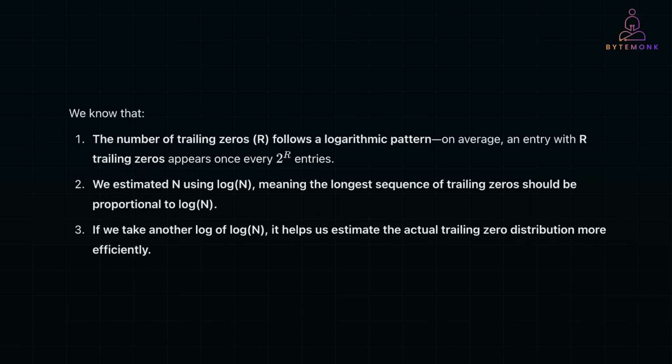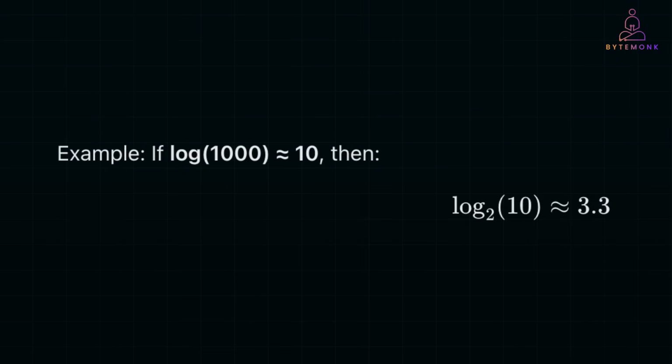Alright, we know that the number of trailing zeros r follows a logarithmic pattern. On average, an entry with r trailing zeros appears once every 2 power r entries. We also estimated n using log of n, meaning the longest sequence of trailing zeros should be proportional to log of n. And if we take another log of n, it helps us estimate the actual trailing zeros distribution more efficiently. For example, if log of 1000 is approximately 10, then log of 10 is 3.3. And this tells us that the longest trailing zero count is roughly 3 to 4 bits long. And which is why this improved algorithm is called LogLog.